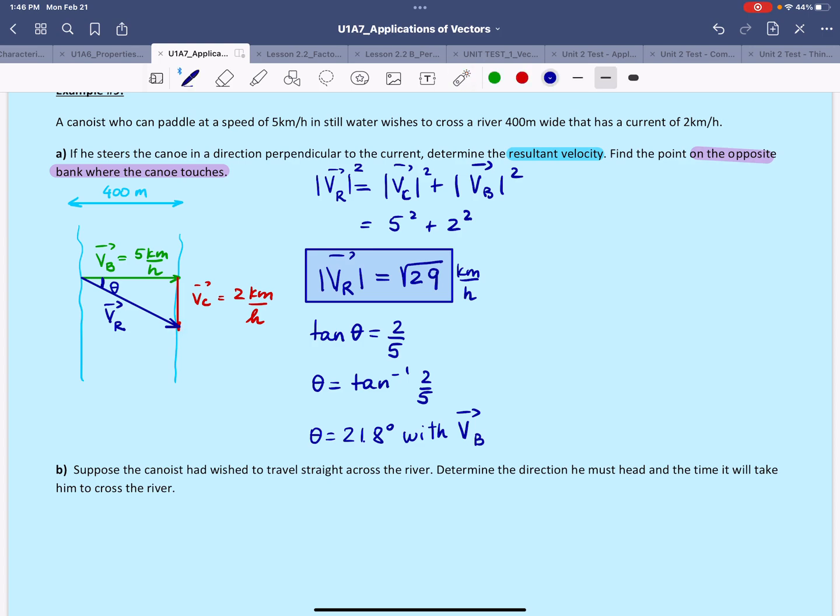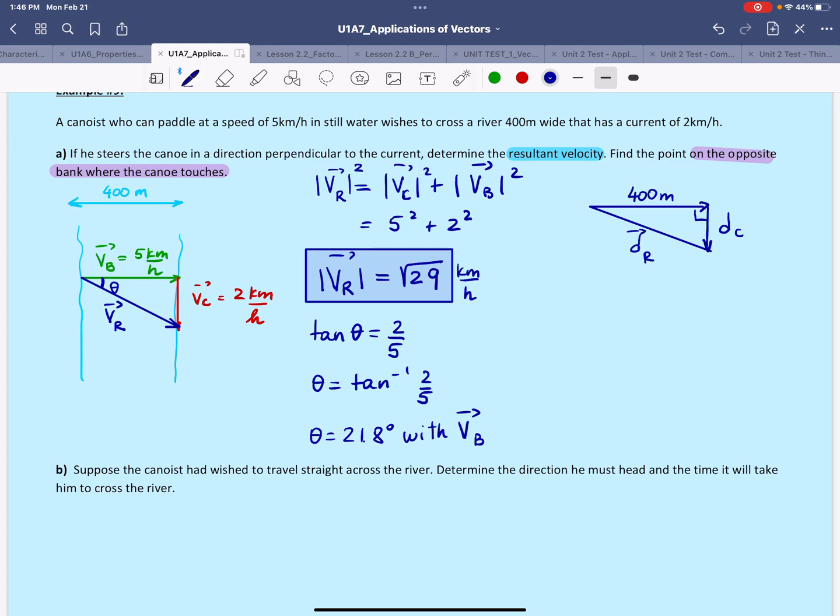So for this we have to draw the displacement velocity. So from one side of the river to the other we have 400 meters. So that would have been the horizontal displacement of 400 meters. Now the angle made between the displacement of the canoe with the width of the river would be the same as the angle made between the velocity vectors. So this would be the displacement caused by the current, and this will be the displacement resultant.